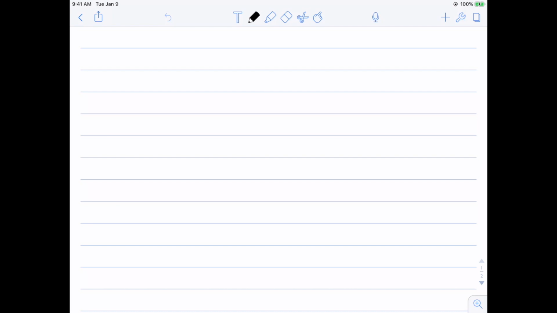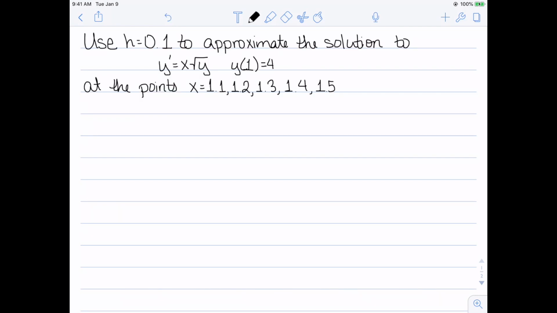Now that we've defined Euler's method, let's look at a few examples on how to use this. I want to use a step size of 0.1 to approximate the solution to the initial value problem y prime equal to x square root of y, where y of 1 is equal to 4, at the points x equal to 1.1, 1.2, 1.3, 1.4, and 1.5.